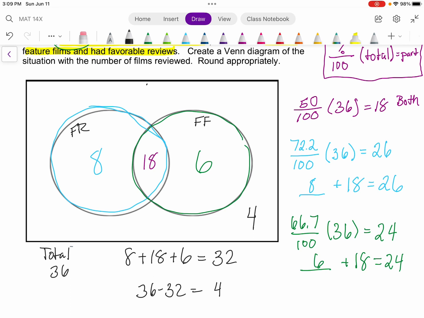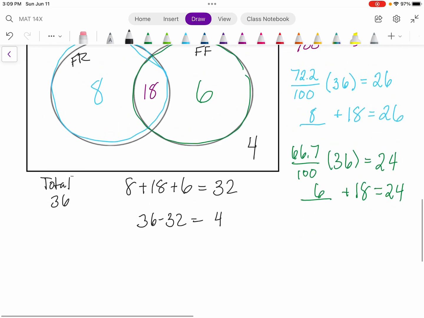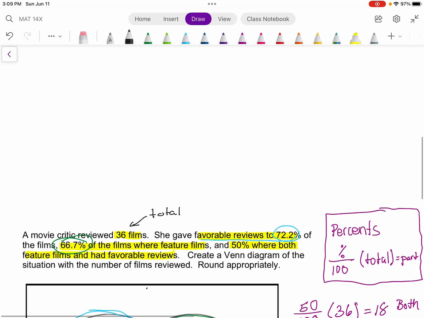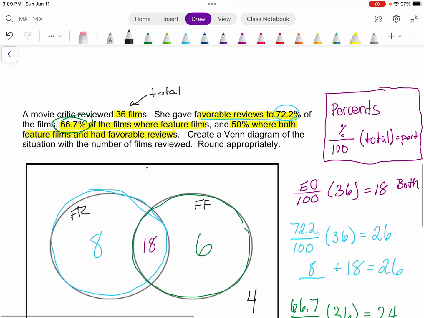And so this was how we used the percentages. We take the percents to figure out the counts. And granted, I might have rounded on some of my numbers because I'm not going to have a fraction of a film. So we rounded to the nearest whole number in order to fill in our Venn diagrams. And these are both examples of 2-set Venn diagrams. Stay tuned for the next video in which you learn about 3-set Venn diagrams.